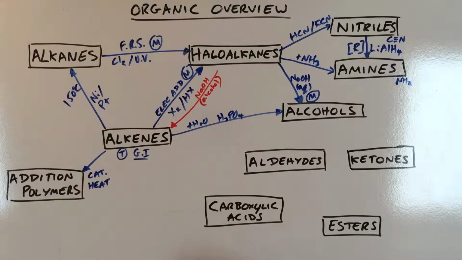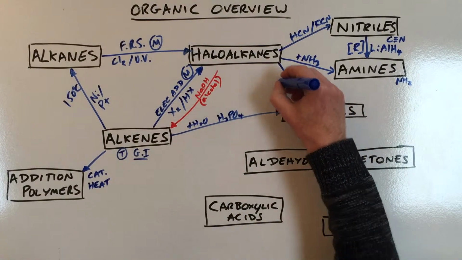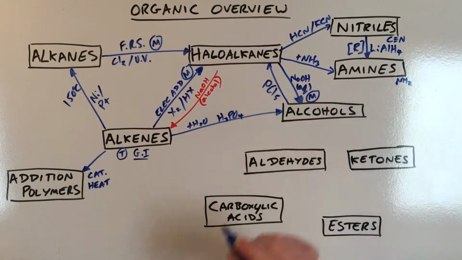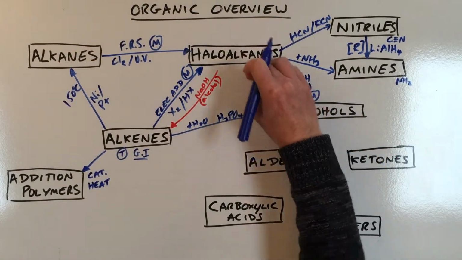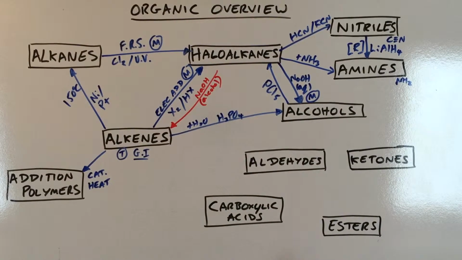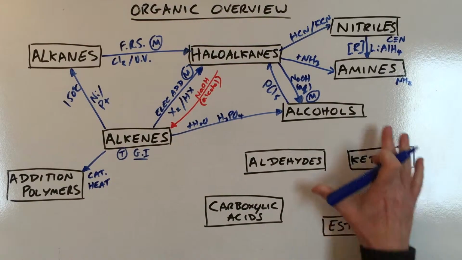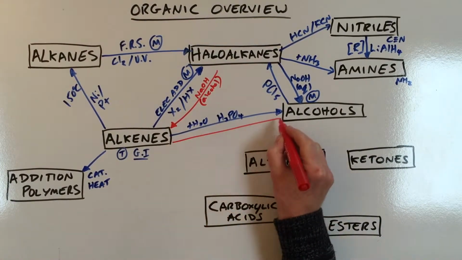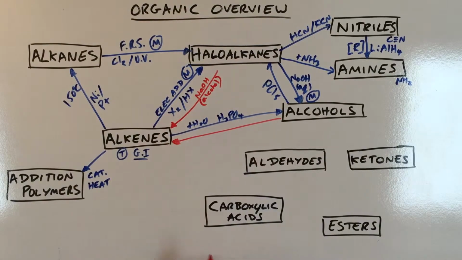Now, to go from our alcohol to our haloalkane, we can do that using a reagent called PCl5. So we can convert that, adding chlorine, using PCl5. Right, so now we get into this section here. There's a lot of interconversions, okay? But first of all, I'm going to convert that alcohol back to an alkene.